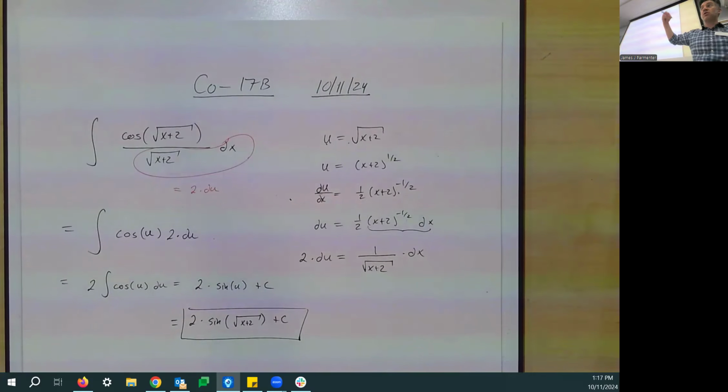Chain rule is a function of a function. Product rule is a function times a function. So very broadly there, it's not exactly that, but it's pretty much that.